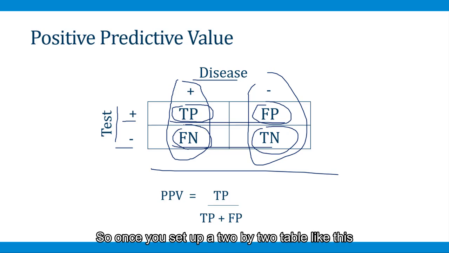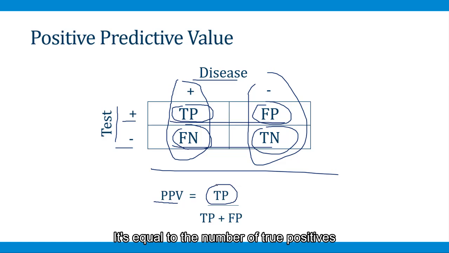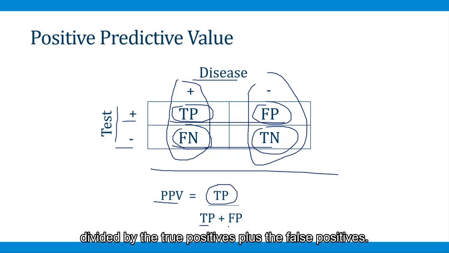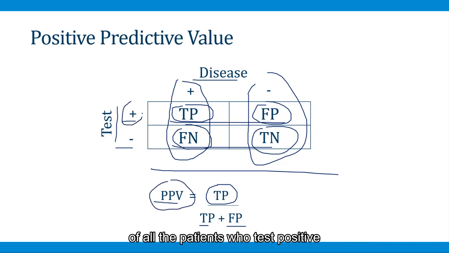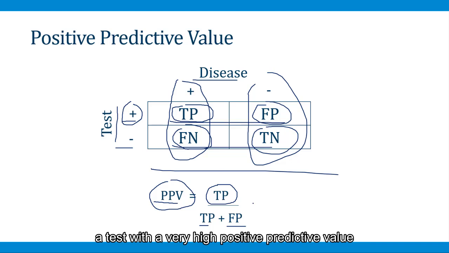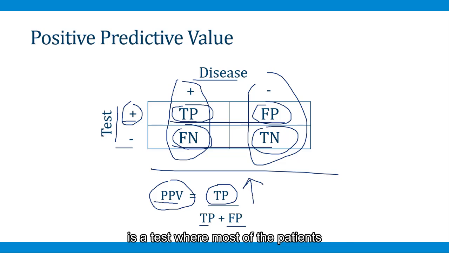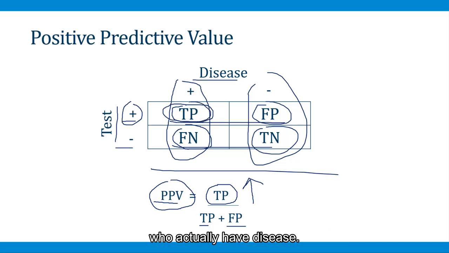So once you set up a 2x2 table like this, it's easy to calculate the positive predictive value. It's equal to the number of true positives divided by the true positives plus the false positives. And so basically what this number means is, of all the patients who test positive by our diagnostic test, what percentage of those patients are true positives? A test with a very high positive predictive value is a test where most of the patients who are positive by the test are true positives who actually have disease.